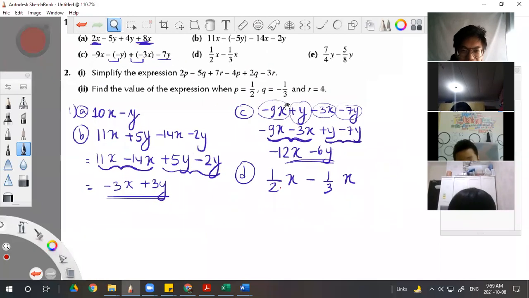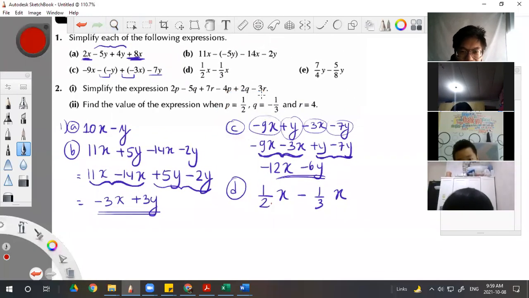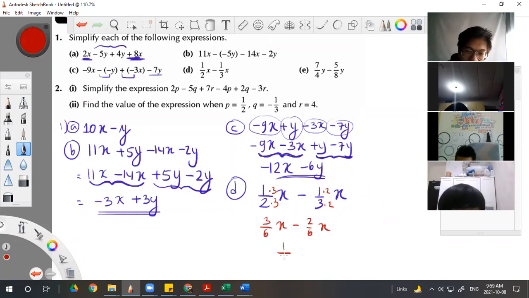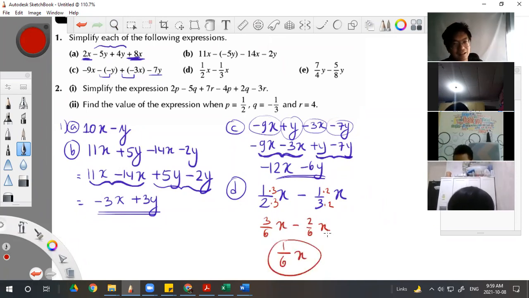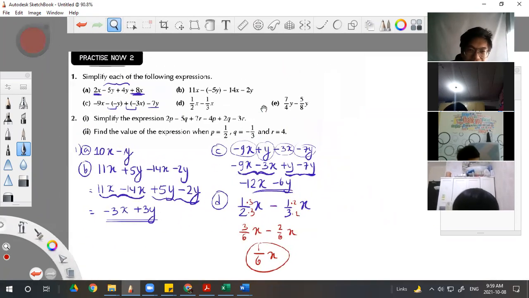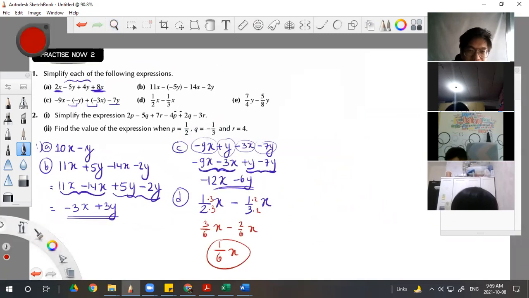Okay, for number 1C we already did, and for number 1D now we will try to solve by equalizing the denominator. Okay, so it has to be 3 over 6x minus 2 over 6x. Okay, simple. 3 over 6 minus 2 over 6, 1 over 6x. Okay, do it slowly. Okay, now for number 2. Oh, number 2 is quite challenging. Simplify the expression 2p minus 5q plus 7r minus 4p plus 2q.